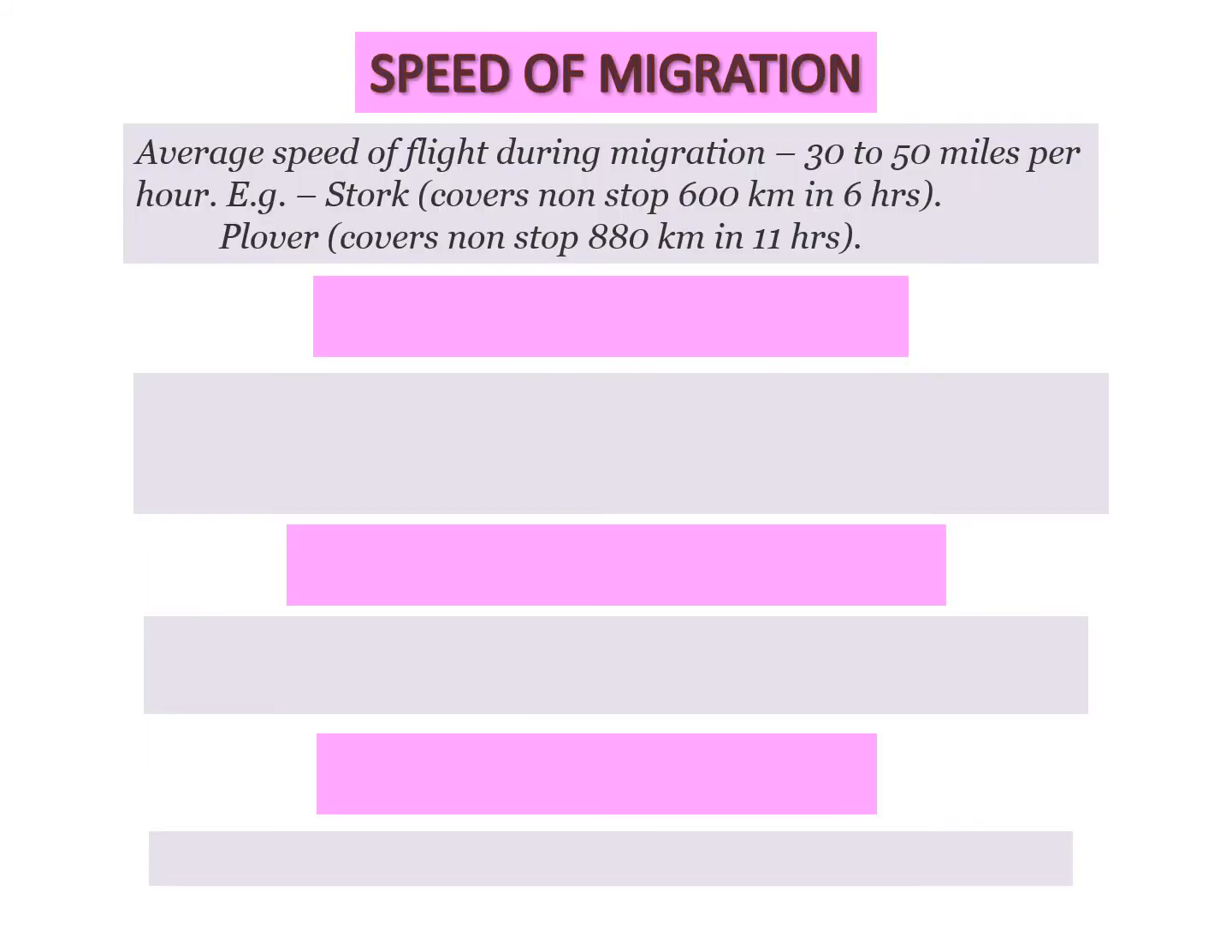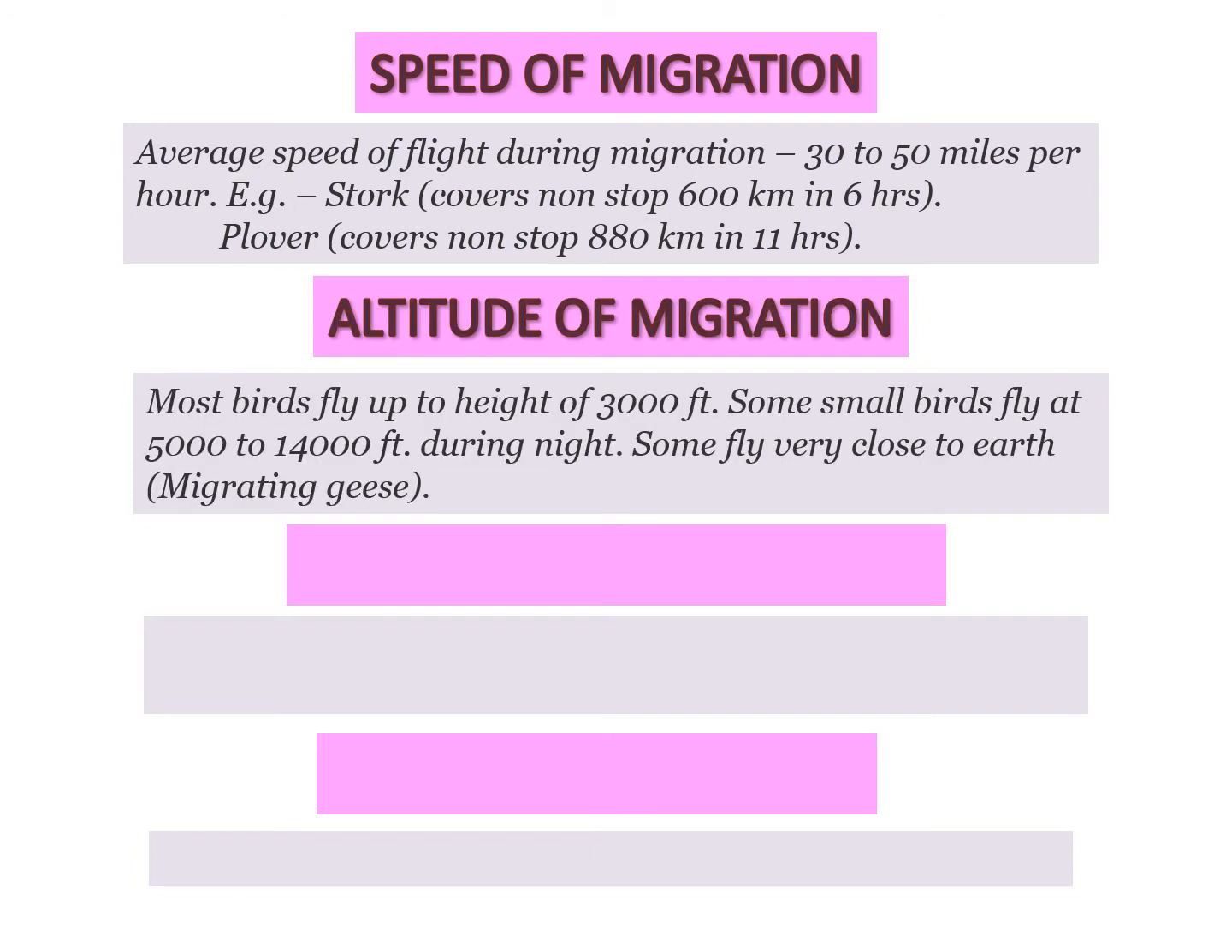Speed of migration. The average speed of flight during migration is 30 to 50 miles per hour. For example, a stork covers non-stop 600 kilometers in 6 hours, whereas a plover covers non-stop 880 kilometers in 11 hours. Altitude of migration. Most birds fly up to a height of 3,000 feet. Some small birds fly at 5,000 to 14,000 feet during night. Some fly very close to earth, for example, the migratory geese.